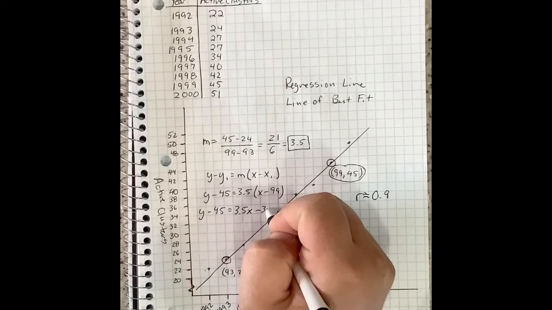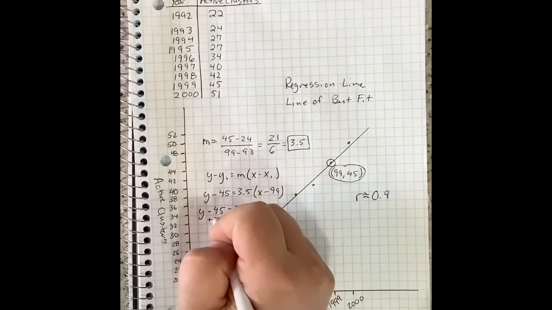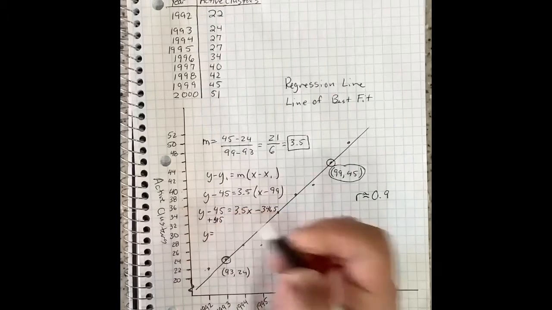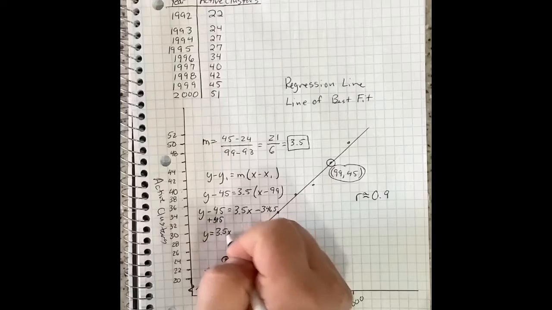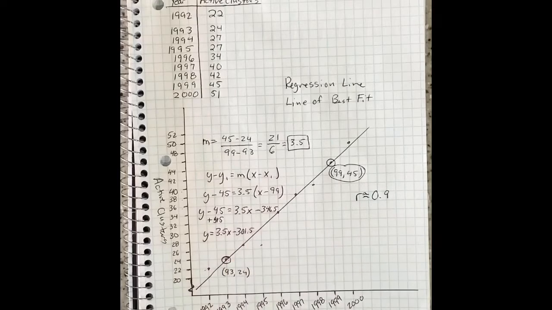346.5. Okay. Now we're going to add 45 to that. So y is going to equal 3.5x minus 301.5. Now, you say, now wait a minute, Mr. Palin.